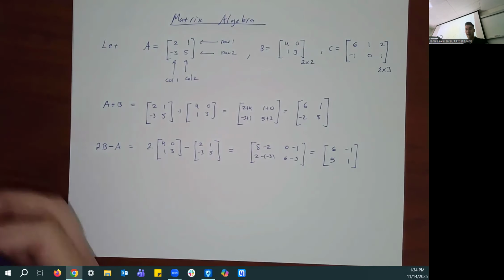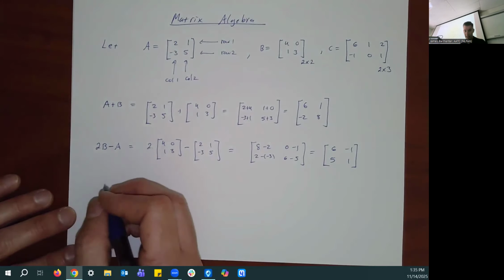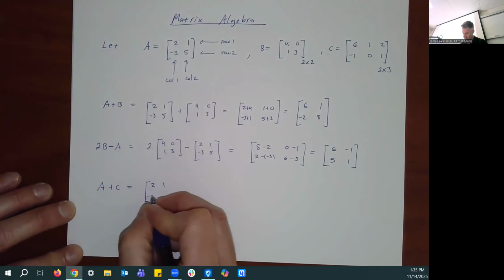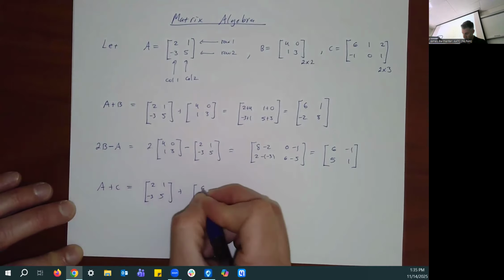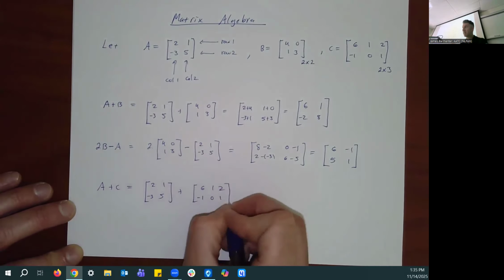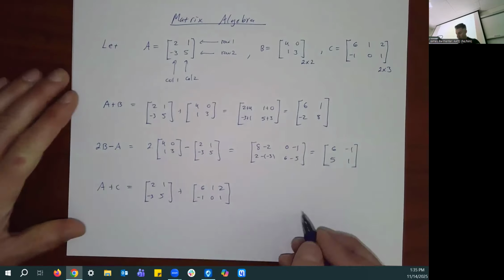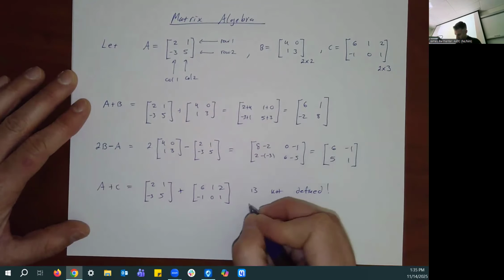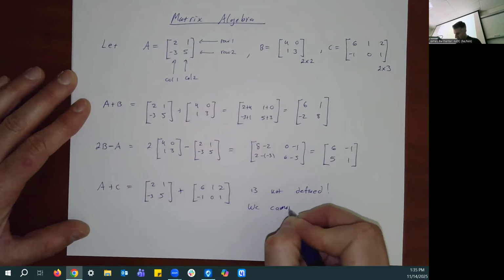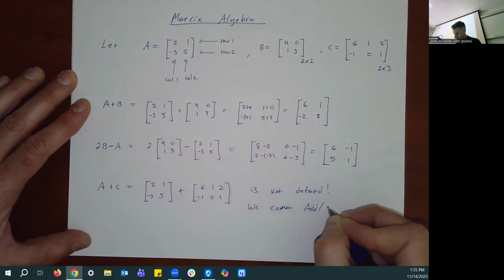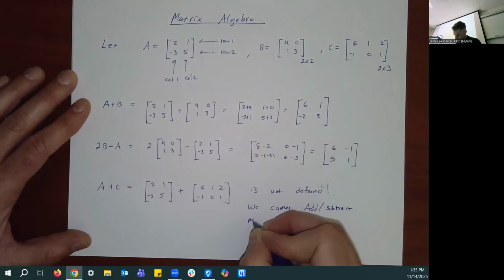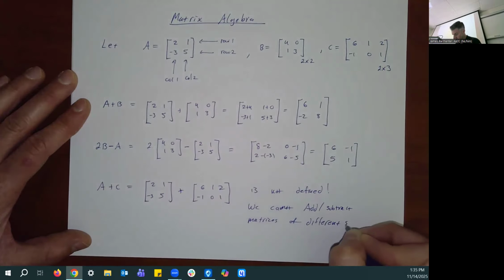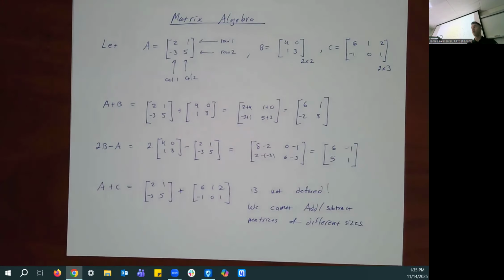On the other hand, if I said something like, what's A plus C, we are out of luck, because A is a 2 by 2 matrix and C is a 2 by 3 matrix. Matrices of different sizes cannot be added or subtracted together. So this operation here is not defined. We cannot add or subtract matrices of different sizes. For matrices to be the same size, they have to have exactly the same number of rows and the same number of columns.